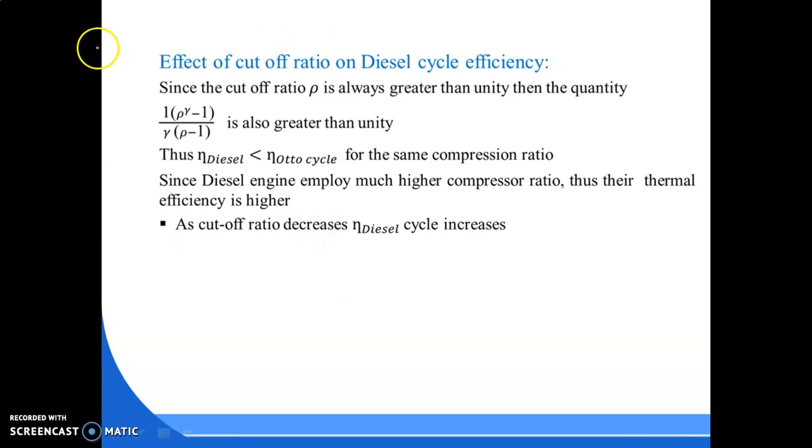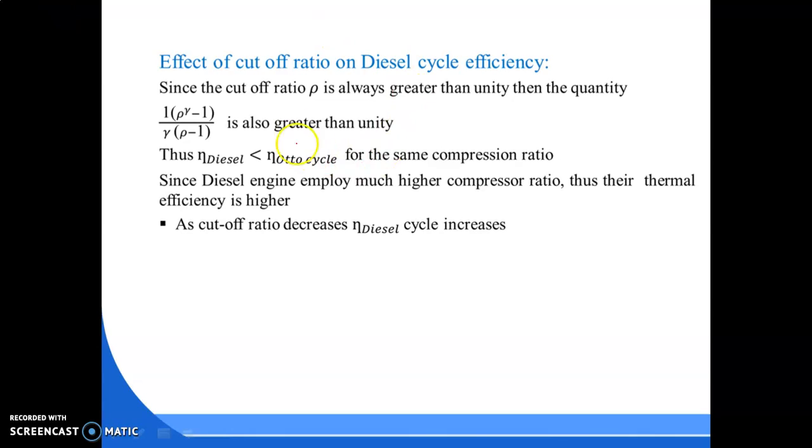So what is the effect of cutoff ratio in the diesel engine? Since cutoff ratio rho is always greater than unity, the quantity (1 by gamma) into (rho to the power gamma minus 1) by (rho minus 1) is always greater than unity. Thus, efficiency of the diesel cycle is less than efficiency of Otto cycle for the same compression ratio. If you take the same compression ratio for the Otto cycle and diesel cycle, then efficiency of diesel cycle will be less than that of your Otto cycle.